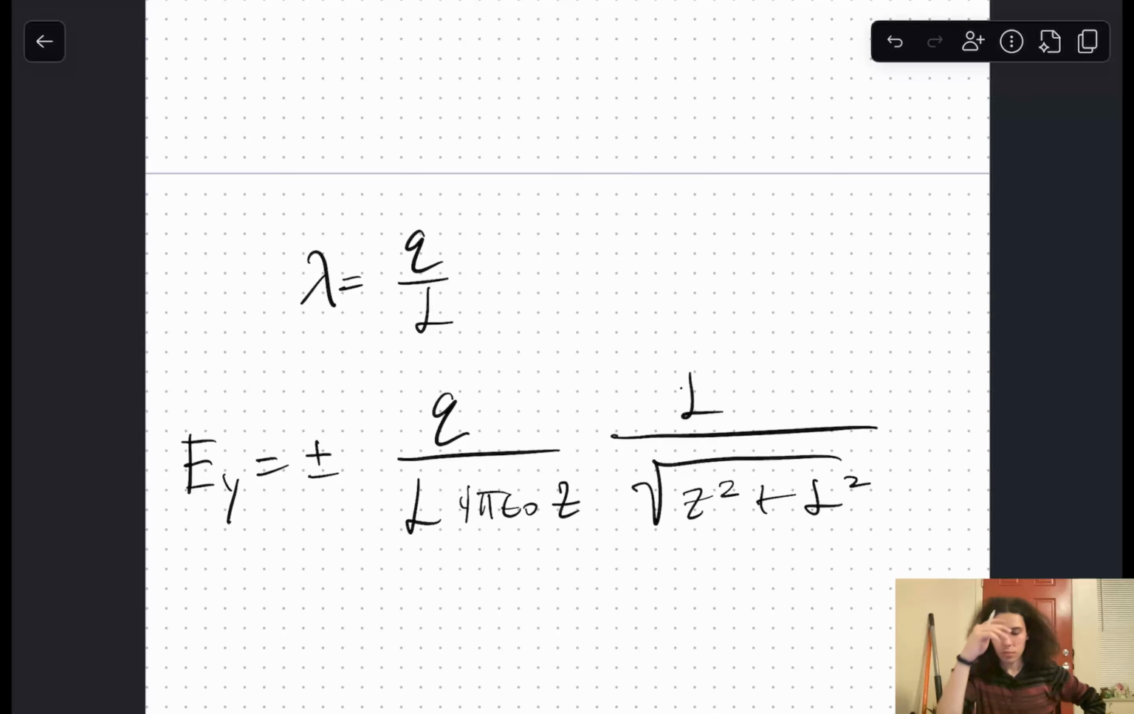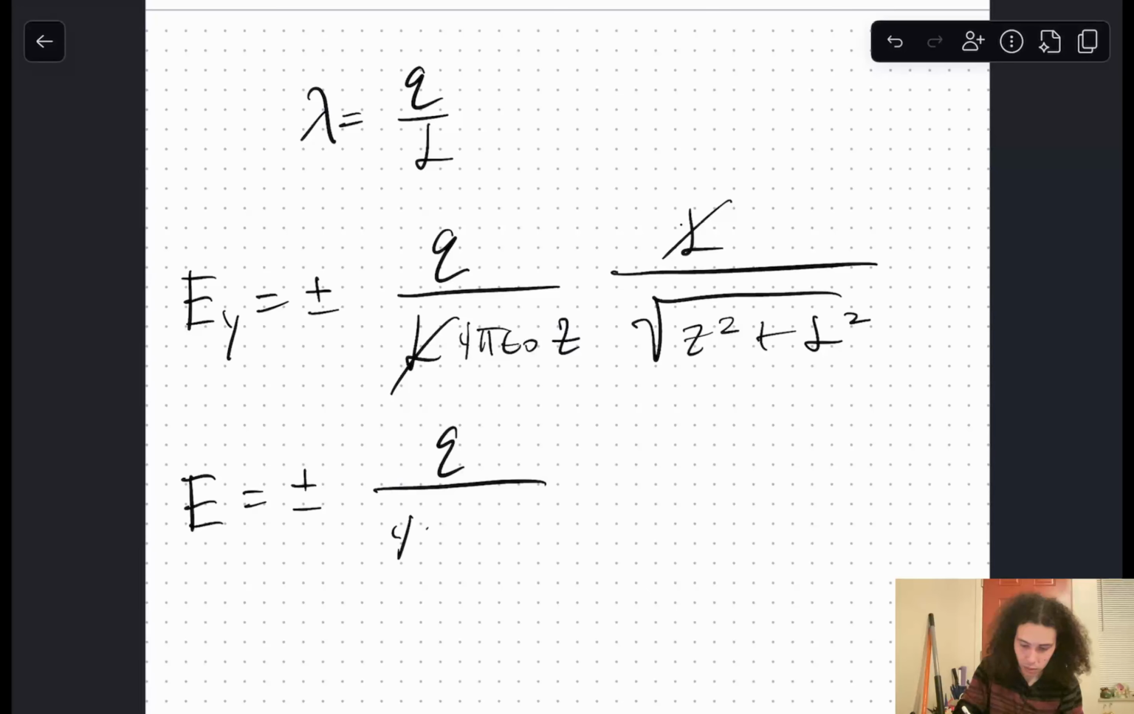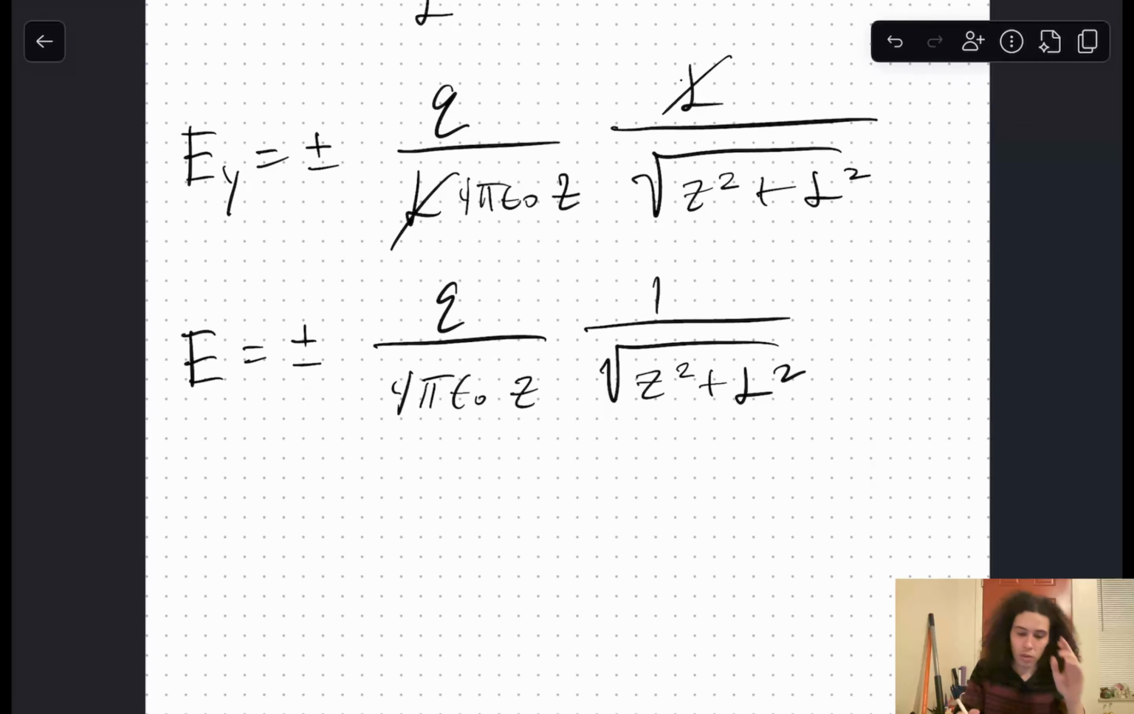Now, this is the question that Griffiths was kind of answering in the beginning: what happens when z goes to infinity? Look at this, the L's cancel. So let me rewrite this. What happens when z goes to infinity, or is much greater than L?